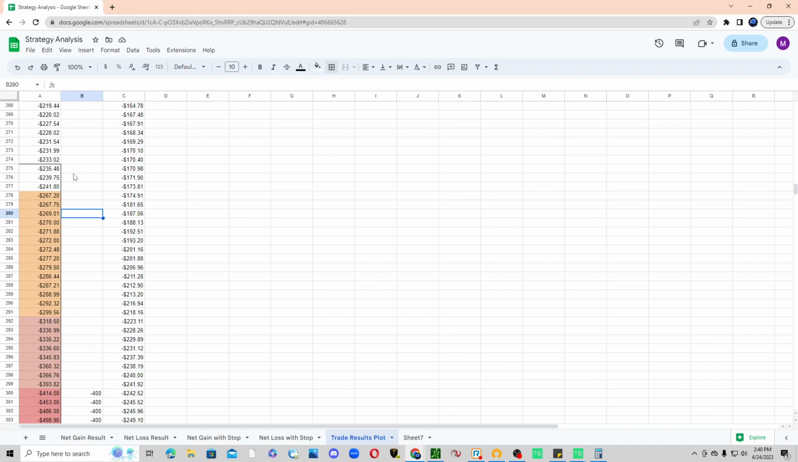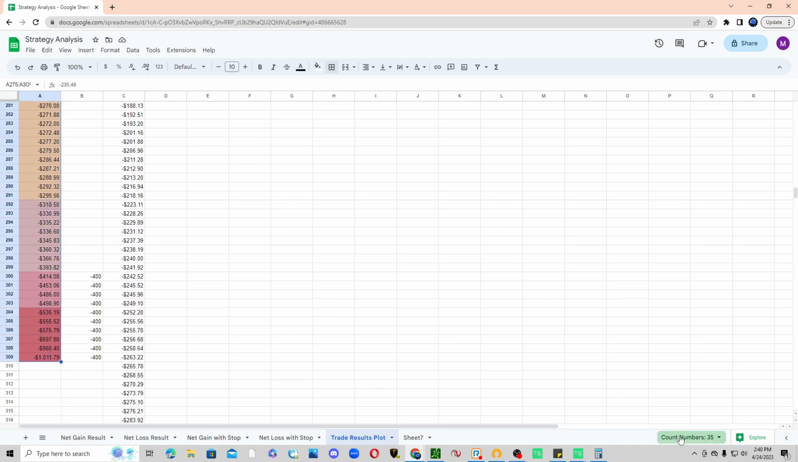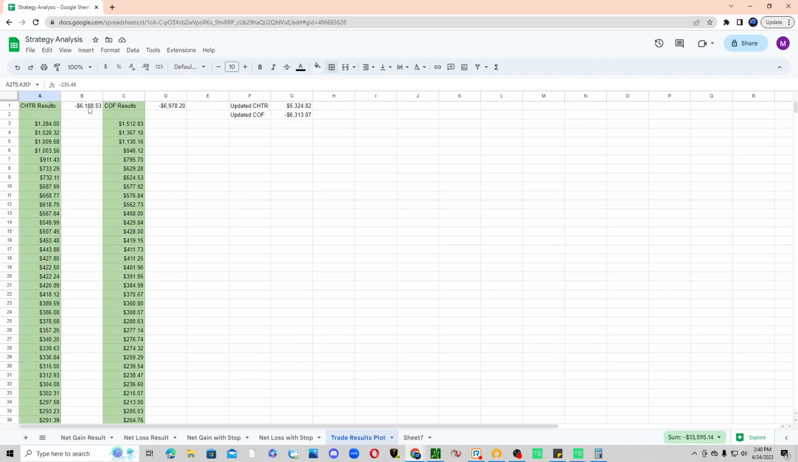these results here that you're seeing that I highlighted represent the top 20 by rank of losses. And if I combine them, which I'm going to do right now, and find out what the total is, the sum total there is negative $13,595.14. Now, if I look at the top, I just want to show you this for a second. The overall results for this strategy, whatever strategy it was, I don't even remember what strategy it was, but the overall results were negative $6,188.53. That's a loss.